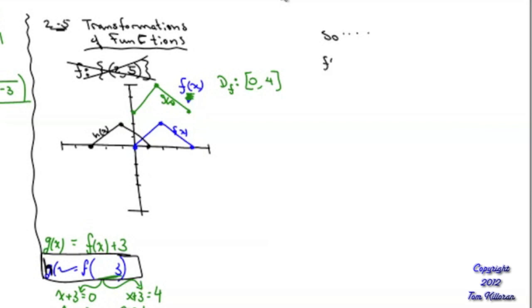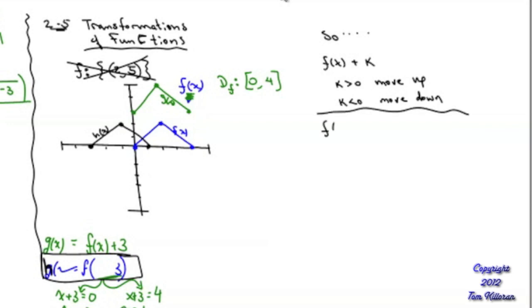So, if you have f of x plus k, k greater than 0, move up. K less than 0, move down. In other words, if k is positive, you're going to take your entire graph and move it up k units. If k is negative, you're going to take your entire graph and move it down k units. Alright, so that's up and down motion.